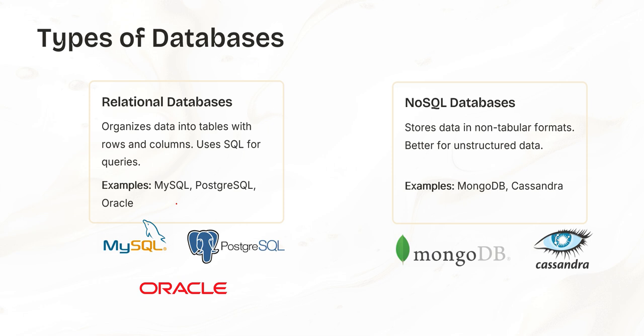If you are storing the data in the form of tables in a particular database, that database is called a relational database, which is more structured in nature. If you are storing your data in the form of tables, that data is structured data, and the database that is storing this kind of data is called a relational database. So a relational database organizes data in the form of tables, and it is a structured database.